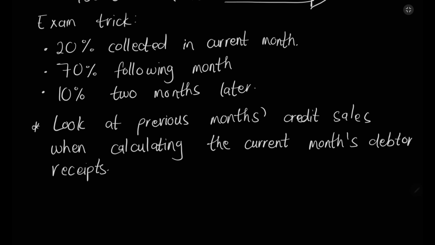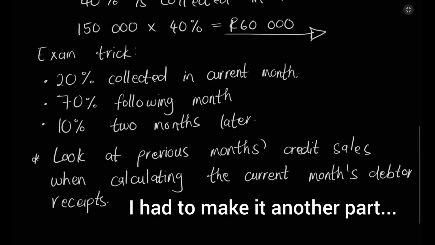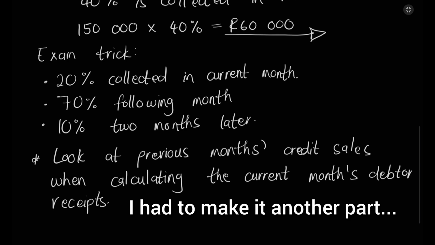I know this sounds a bit confusing. I would love to do a few examples for you guys, but remember, this is a huge topic on its own, so I don't really want to rush through it. Let's go to creditors payments.